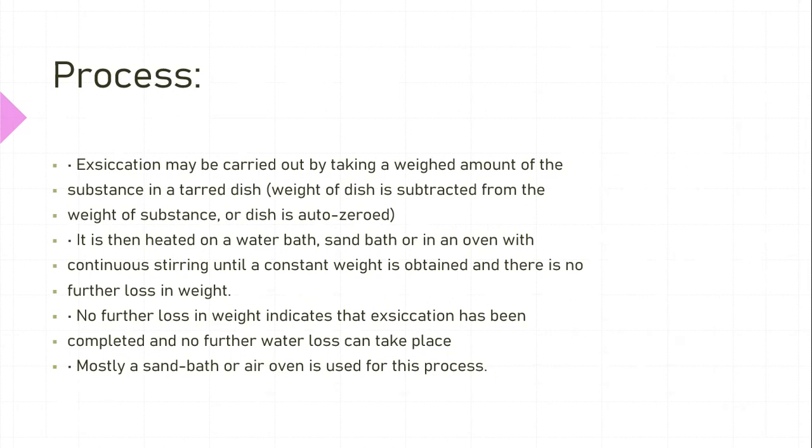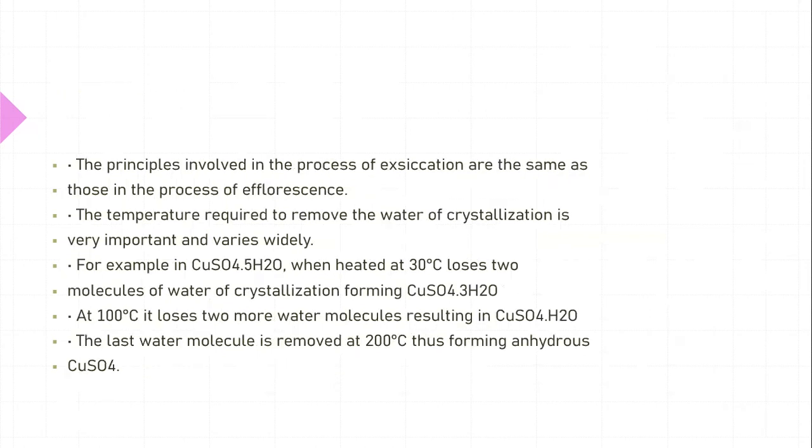The weight of the dish is subtracted from the weight of substance and dish, or is auto-zeroed. It is then heated on a water bath, sand bath, or in an oven with continuous stirring until a constant weight is obtained and there is no further loss in weight. No further loss in weight indicates that exsiccation has been completed and no further water loss can take place. Mostly a sand bath or air oven is used for this purpose. The principles involved in this process of exsiccation are the same as those in the process of efflorescence.